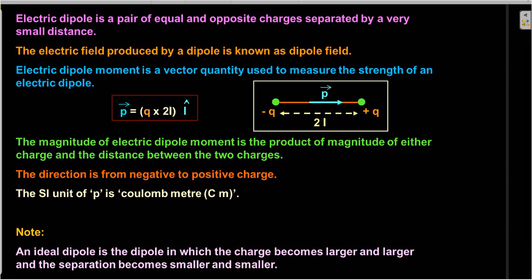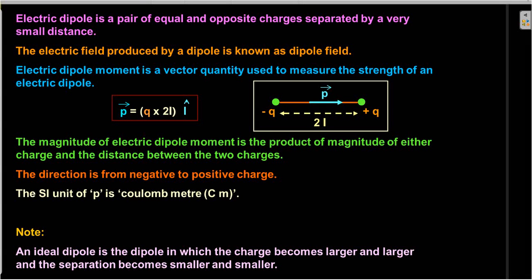So what is an electric dipole? An electric dipole is a pair of equal and opposite charges separated by a small distance. We have two charges, minus q and positive q, which have the same magnitude and opposite sign. These two charges are separated by a small distance. This distance we can take as 2L, or sometimes even 2a, that is your choice.